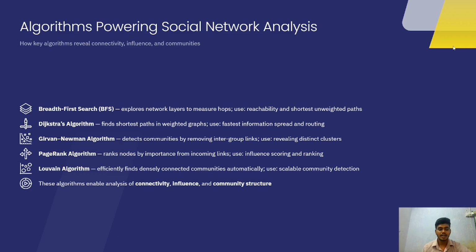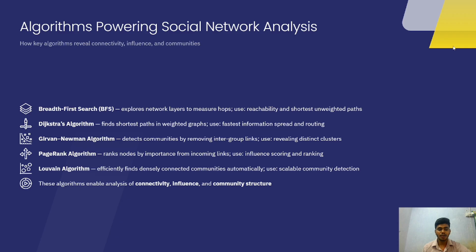Next one is Dijkstra's algorithm, which finds the shortest path in a weighted graph and is useful for routing and fast information spreading. Let's move to the next one. The Girvan-Newman algorithm detects communities by removing edges that connect different groups. It helps reveal clusters in the network. Let's move to the next one.